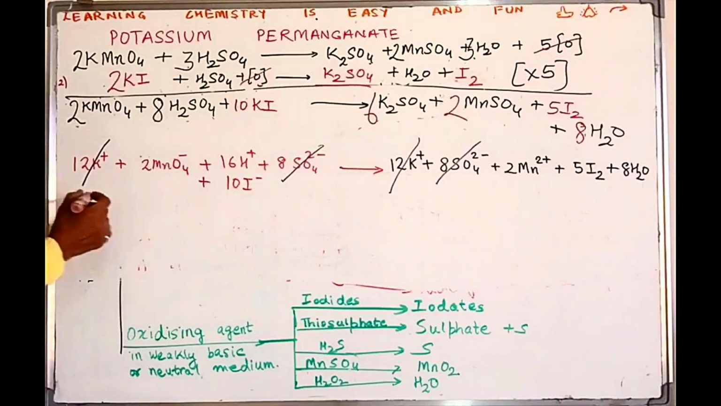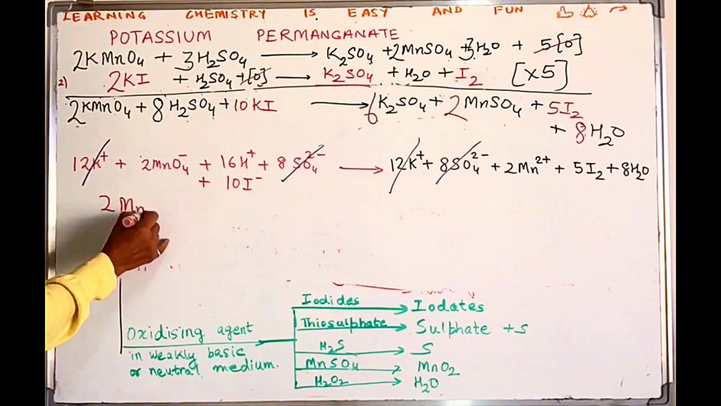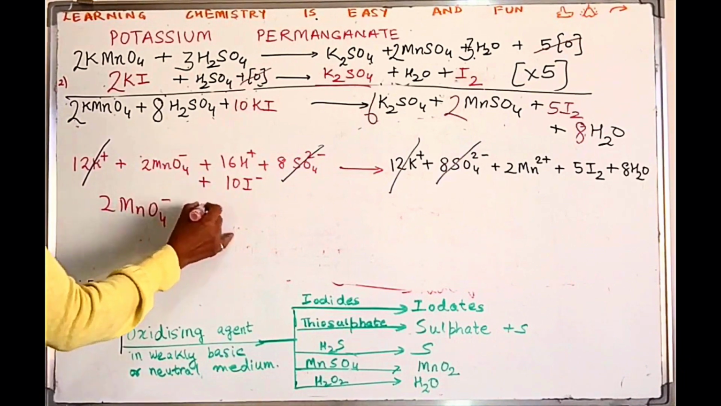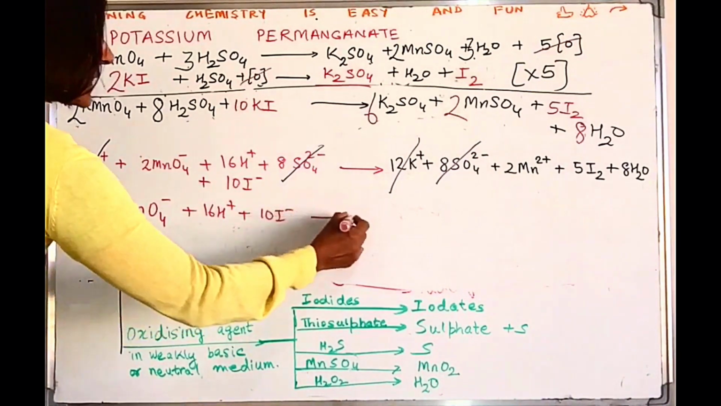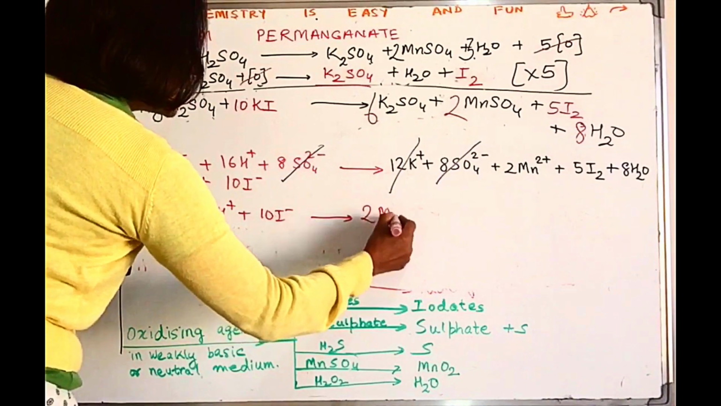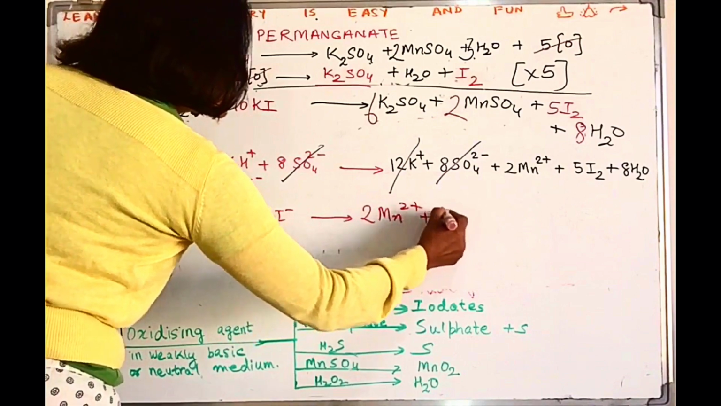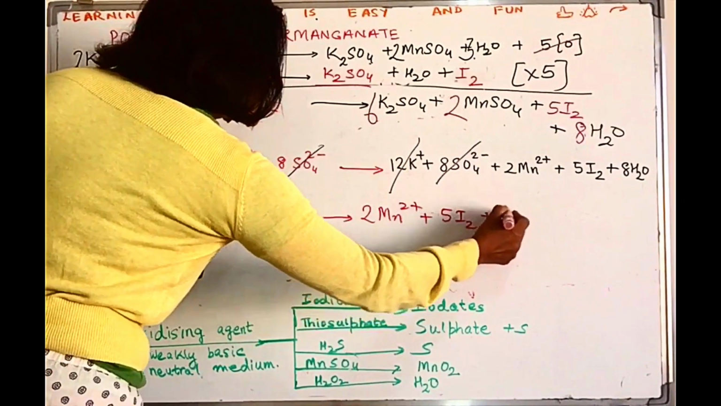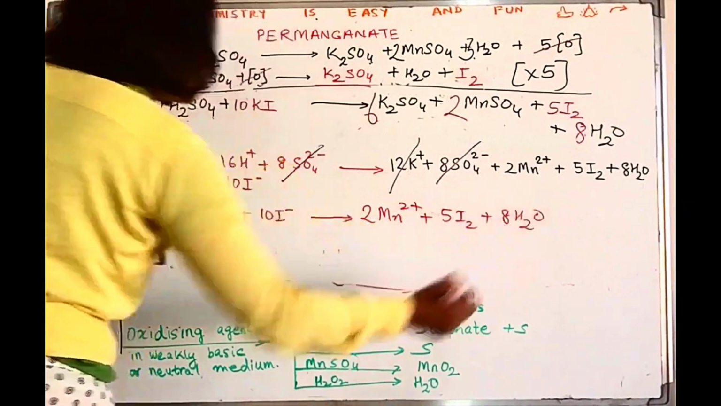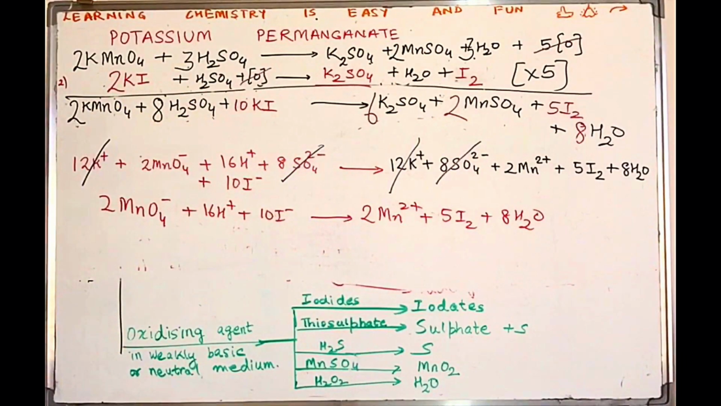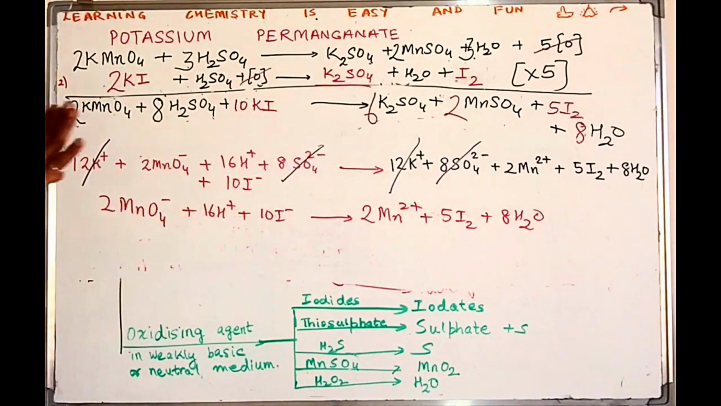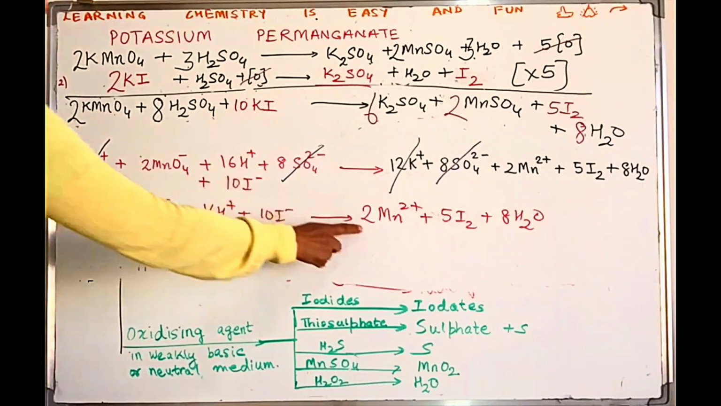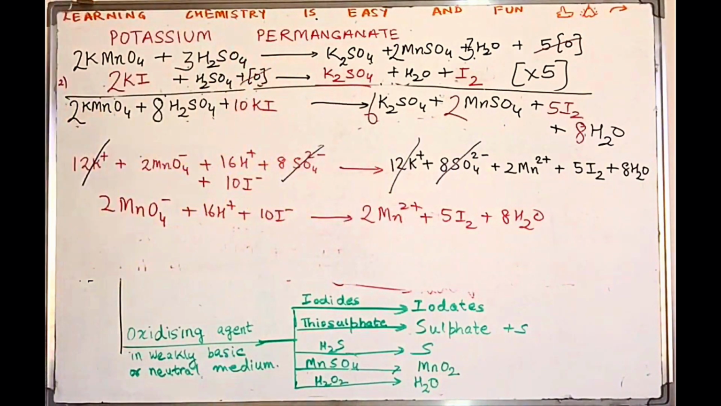No. So overall this equation is 2 MnO4 negative plus 16 H positive plus 10 I negative gives us 2 Mn2 positive plus 5 iodine plus 8 H2O. Let's see if it is balanced or not. Minus 2 plus 16 minus 10 gives us a total of 4 positive. 2 times 2, 4. Clear?